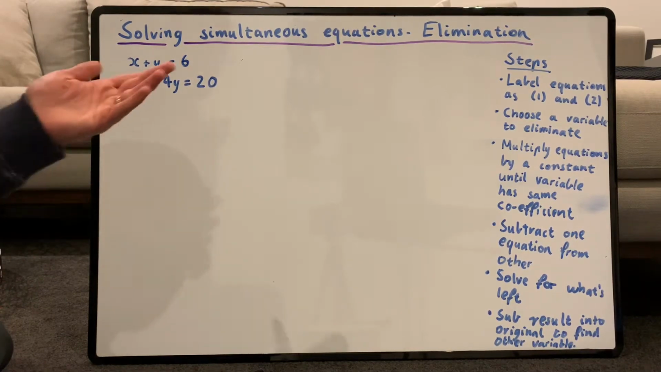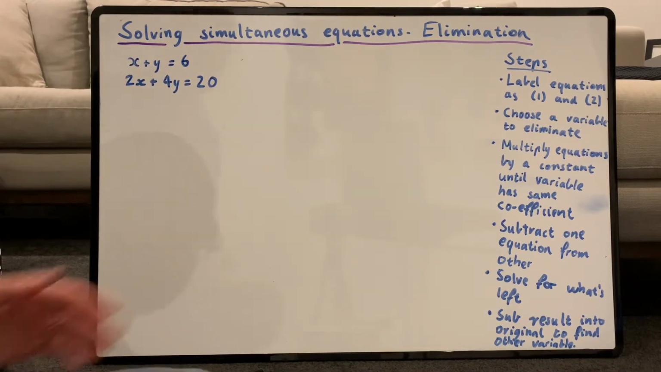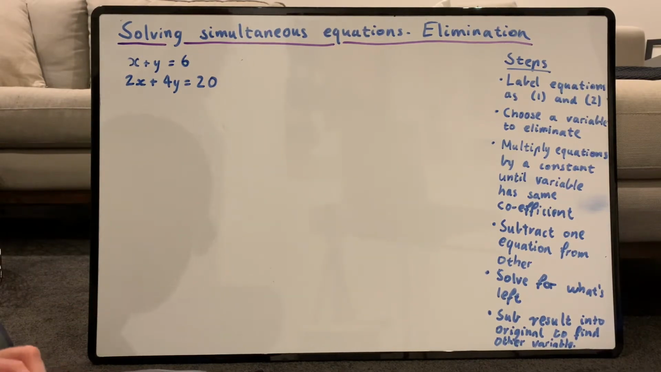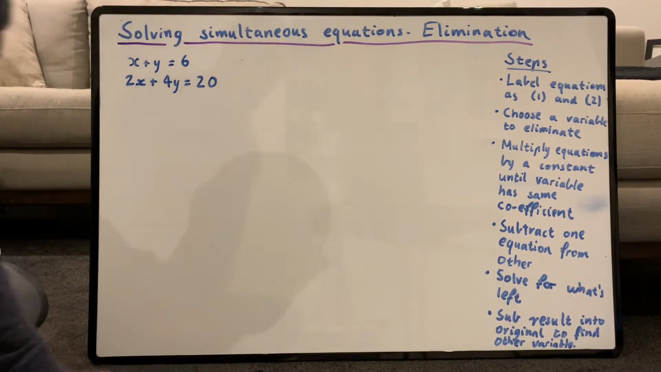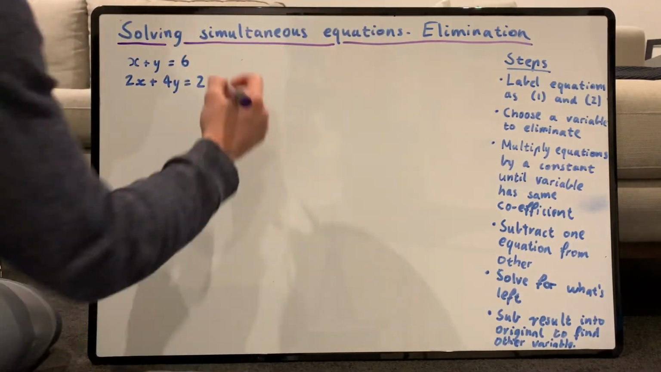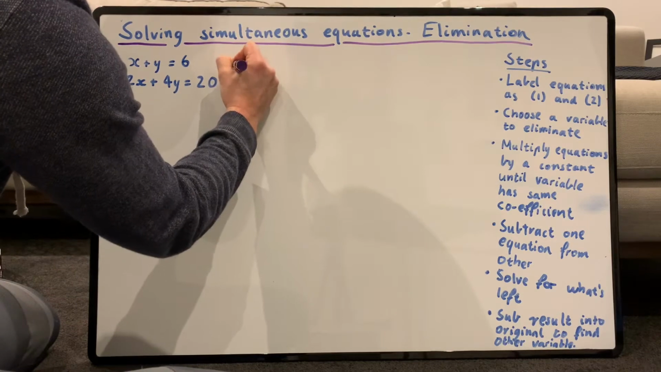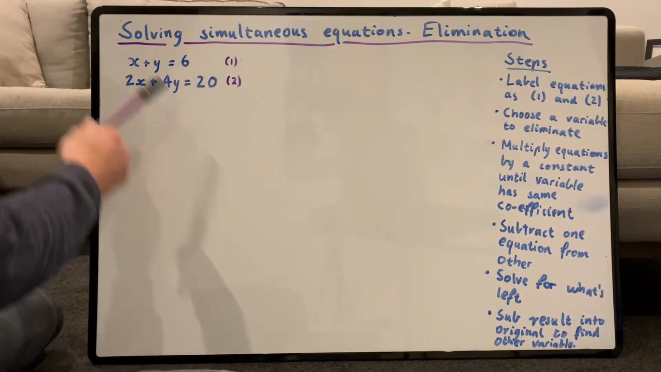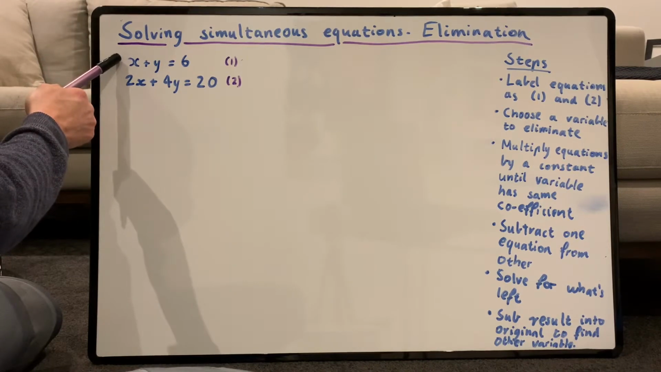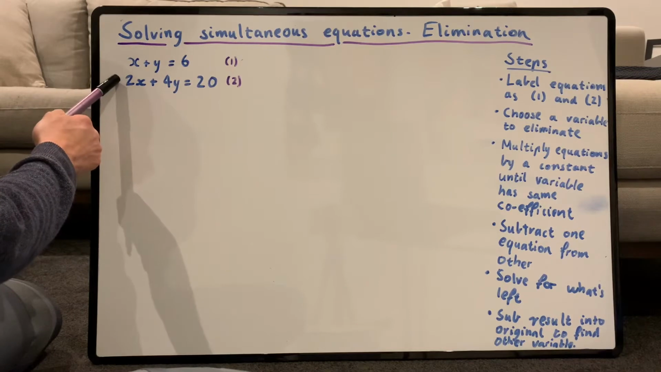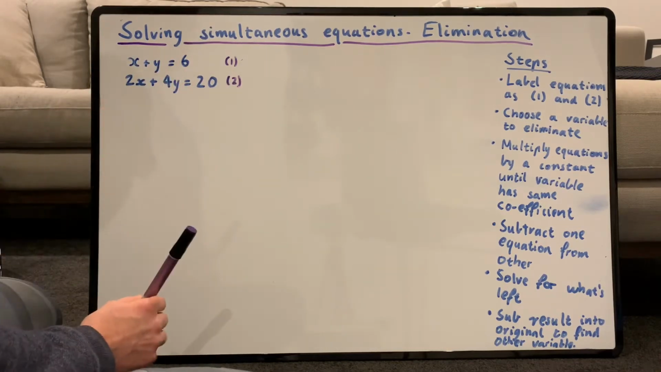Okay, so how do we do this elimination method? Got the steps written out here. Let me just follow them one by one and we'll see how we go. All right, steps. Label equations as 1 and 2. All this means is this top one, x plus y equals 6, is equation 1. And this second one, 2x plus 4y equals 20, is equation 2.